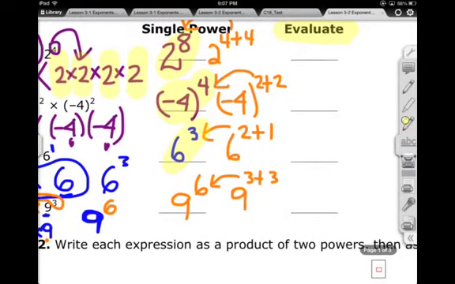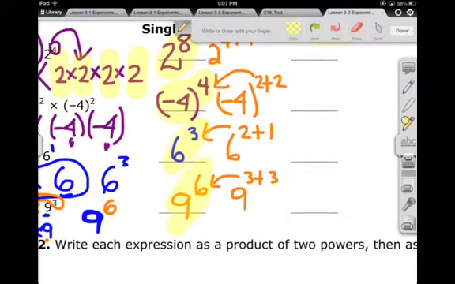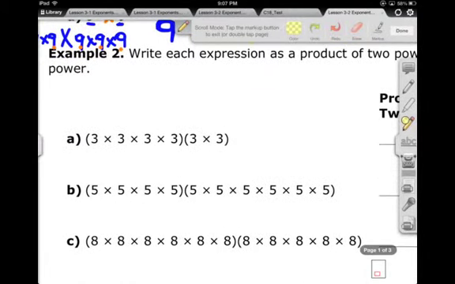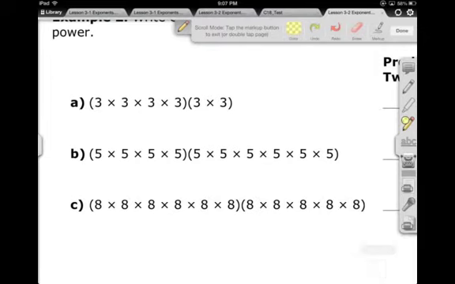Now you get a chance. Take a look at these, pause the video for a moment and see if you can figure these out on your own. Now when you're done factoring these out, or determining the answer, more accurately stated, see if yours match mine.